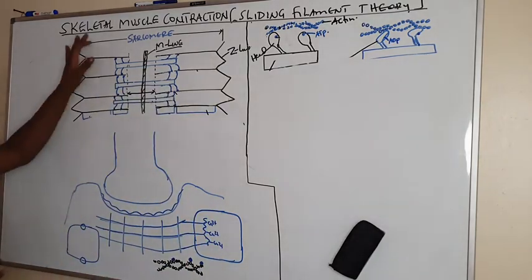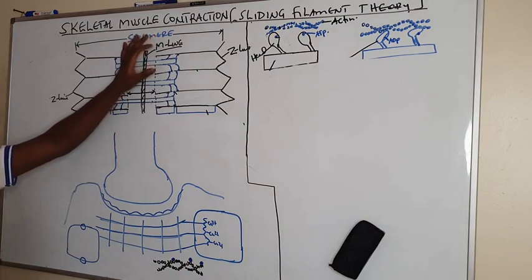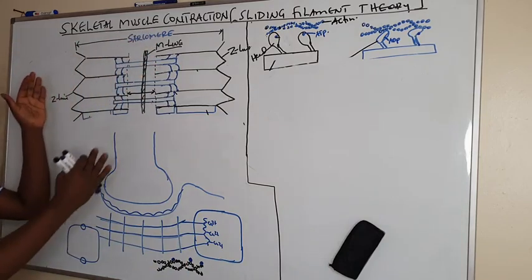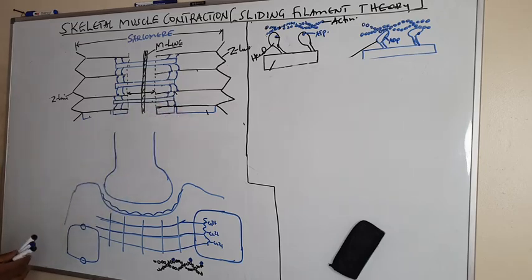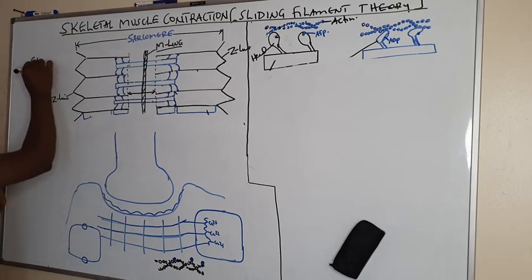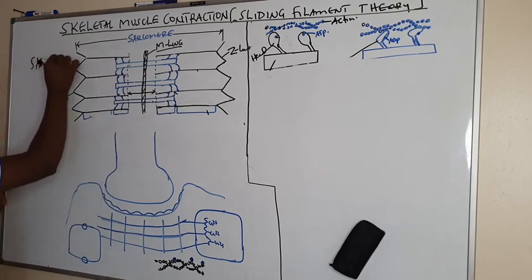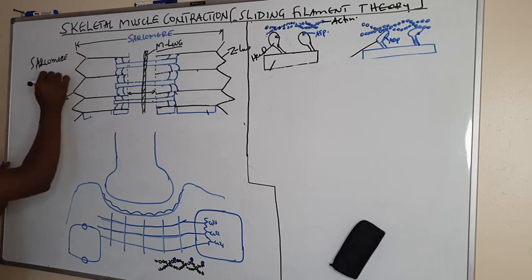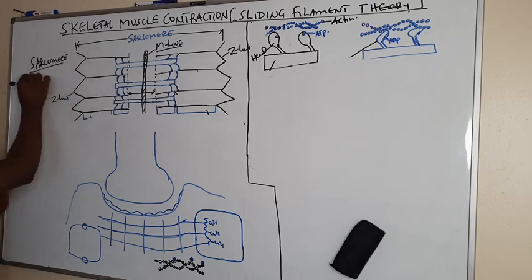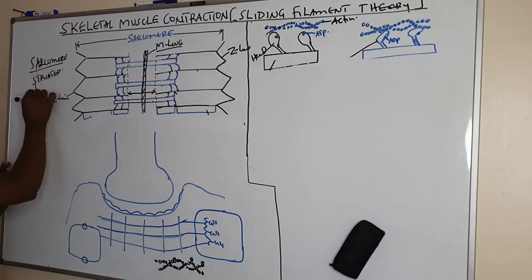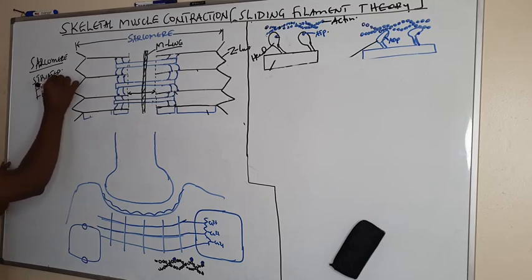So, skeletal muscle contraction occurs in the functional unit of a muscle known as the sarcomere. The sarcomere is the functional unit of the skeletal muscle, and it is striated, containing the thin actin and the thick myosin.